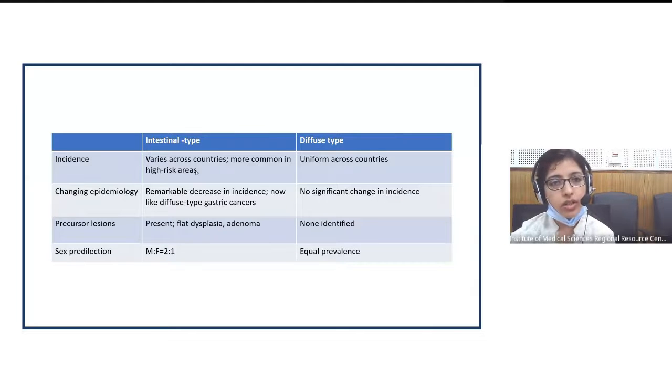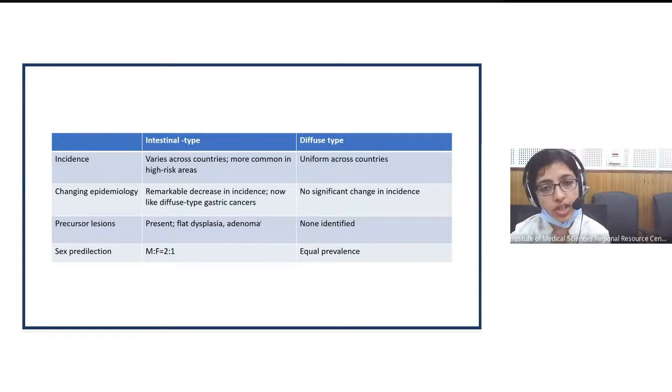So the differences in the epidemiology of intestinal type and diffuse type gastric cancers: it is the incidence of intestinal type that varies between countries, and in the regions of high incidence we have the intestinal type, while the incidence of diffuse type is uniform across the countries.